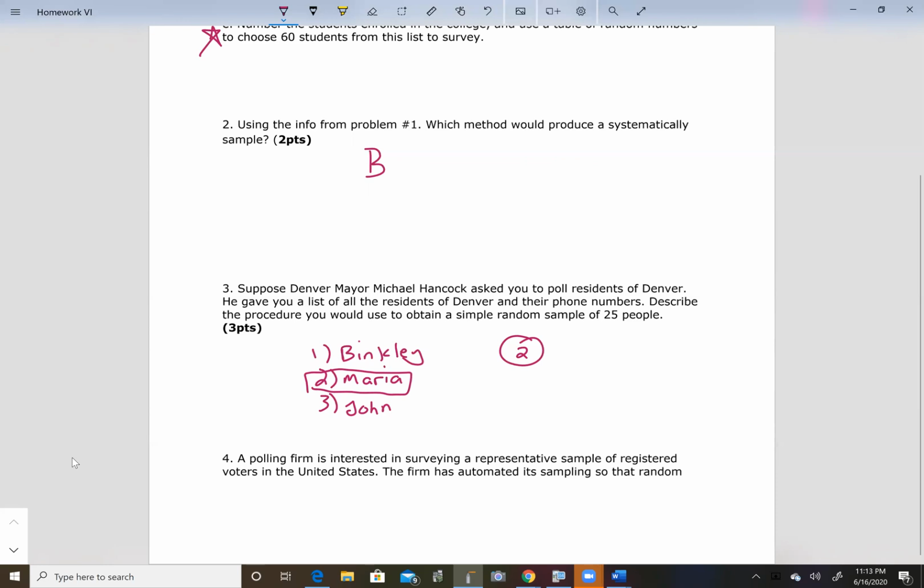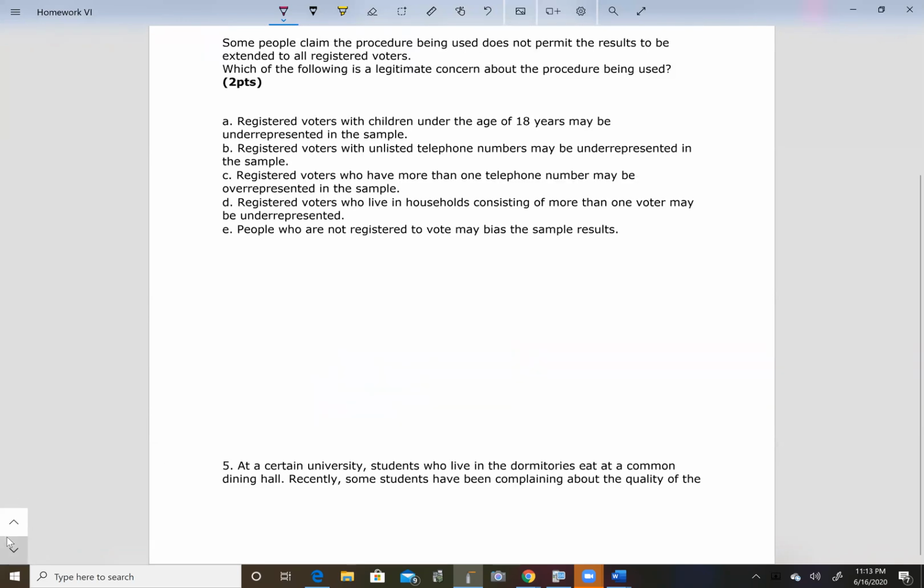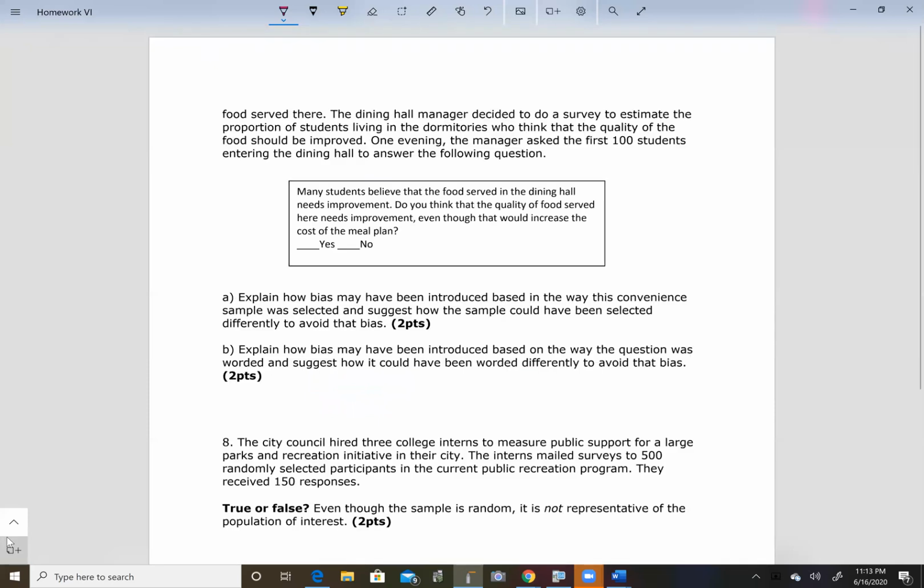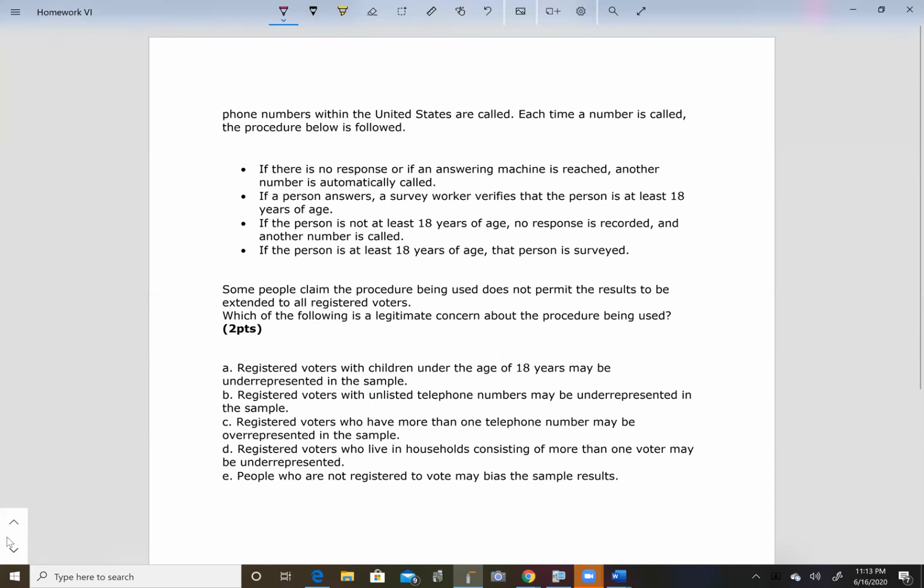Question 4, a polling firm is interested in surveying a representative sample of registered voters in the United States. So they want, that's the important part, a sample of registered voters, okay? The firm has automated its sampling so that random phone numbers within the United States are called. Each time a number is called, the procedure below is followed.